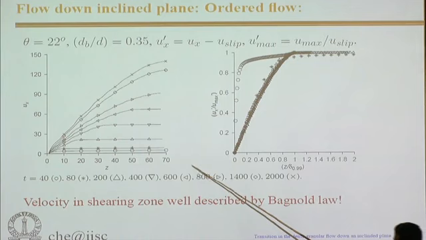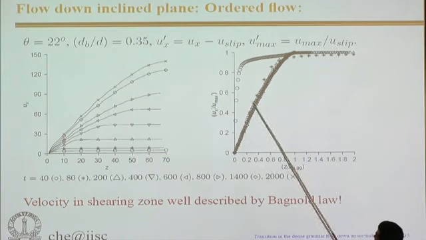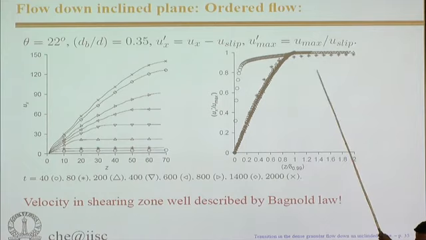Except at very early times when the shear layer has not really formed. There is some difference, but after that there is very good data collapse of all of the velocity profiles. And the surprising thing is that I've drawn a line here as well, and that line is actually the Bagnold profile. You don't see it because all of it is superposed. So the velocity in the shearing zone is actually very well described by the Bagnold profile, and that I don't know why. I've tried various things and I have no idea why it follows the Bagnold. Maybe it's not a real Bagnold profile, but it fits it very well.